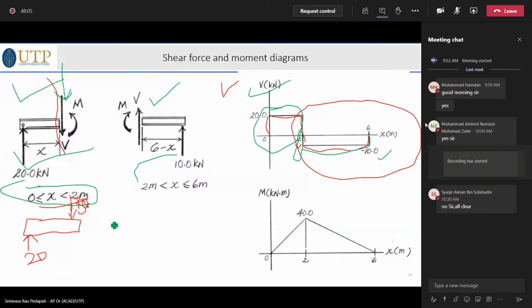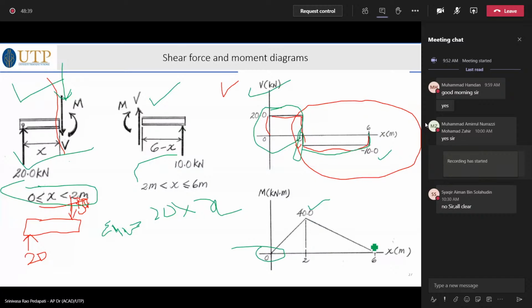Part 1 moment equation, sigma M, we call it Mx1, is equal to 20 times x. That x depends on what? At x equal to 0, it will be 0. At x equal to 2, because at the 2 point another force is coming into the picture, it will be 20 times 2, that is equal to 40.